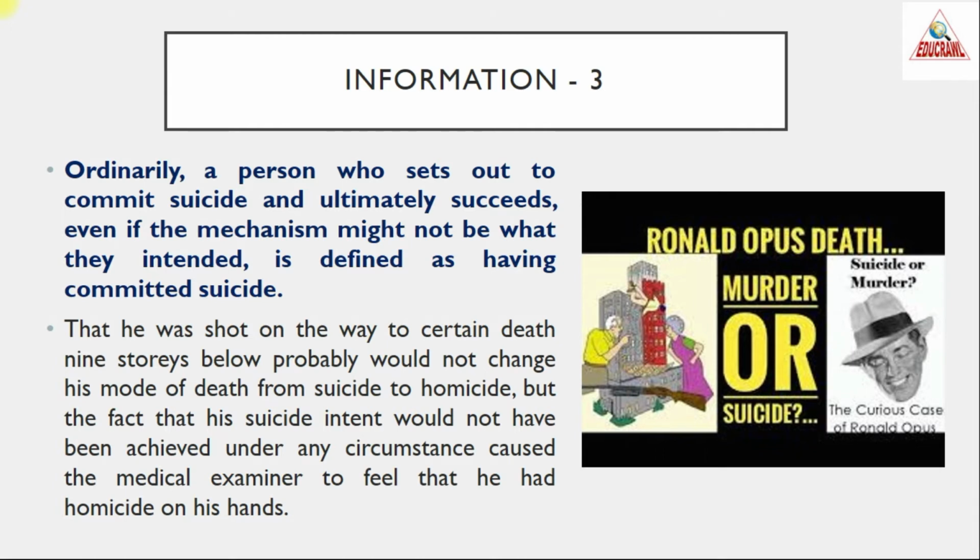Now, this is the third information. Ronald Opus had the intention to commit suicide, but there is a net on the 8th floor of the building. Even if Ronald Opus had fallen into that net, he would not have died. So now this changes from suicide to murder.